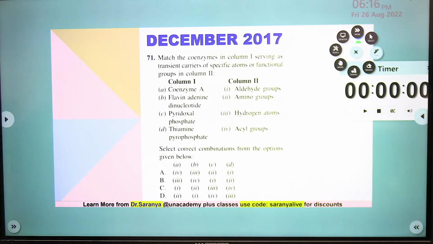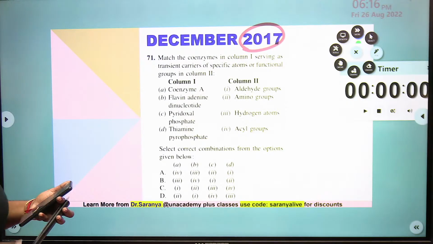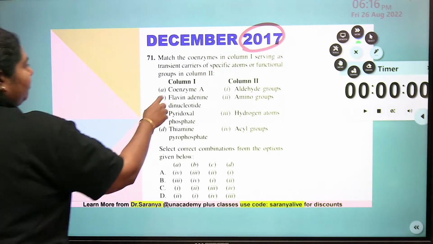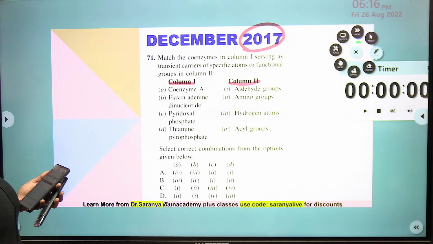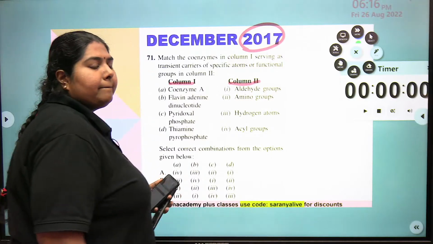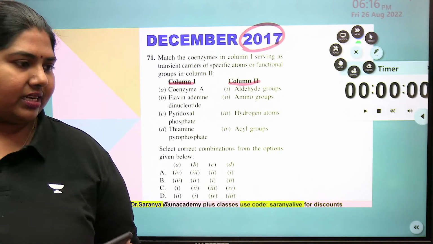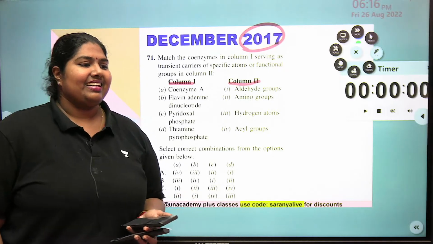A similar question was asked in 2017, almost the same type of question. You are going to match the coenzymes given in column 1 with column 2. Just now we did a similar question. Shall we try it out? Yes or no? I want everybody in this class to try this. Yes, Monica, good. Come on, everybody, take it out.